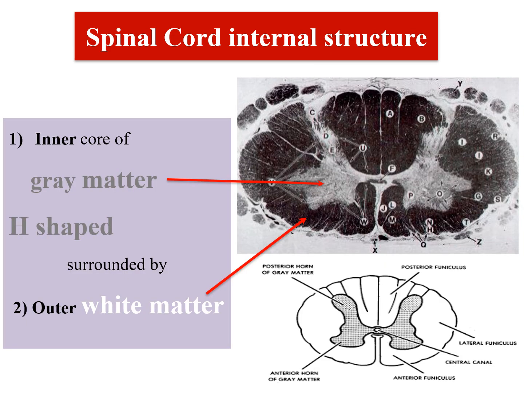As regards the internal structure of the spinal cord, you notice here on these diagrams that it is formed of an inner core and an outer cover. The inner core of the spinal cord is called gray matter. Gray matter is H-shaped, and it is surrounded and covered by white matter. So the pale area which takes the H shape here is gray matter, and the dark area surrounding it is called white matter.